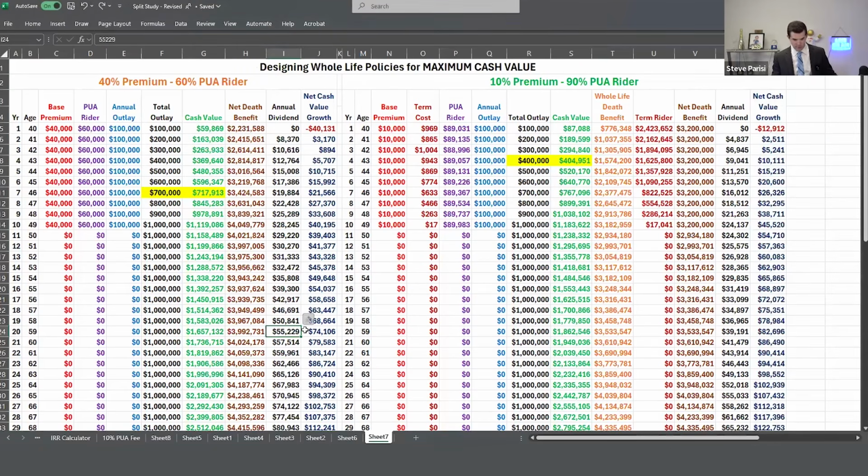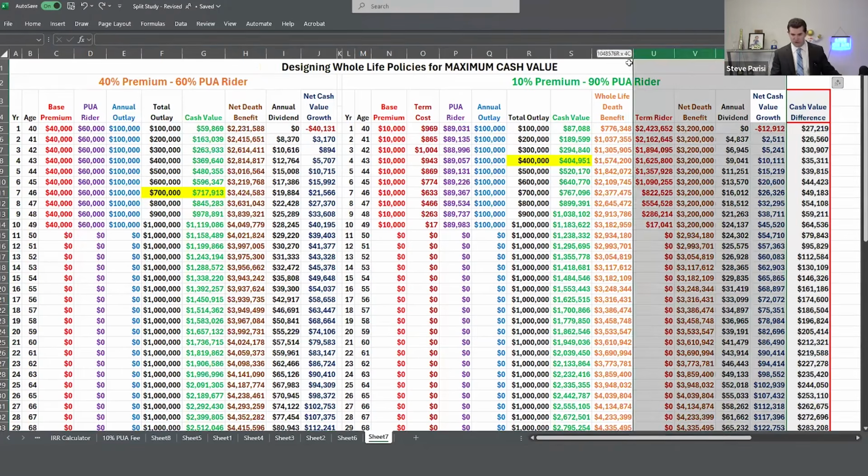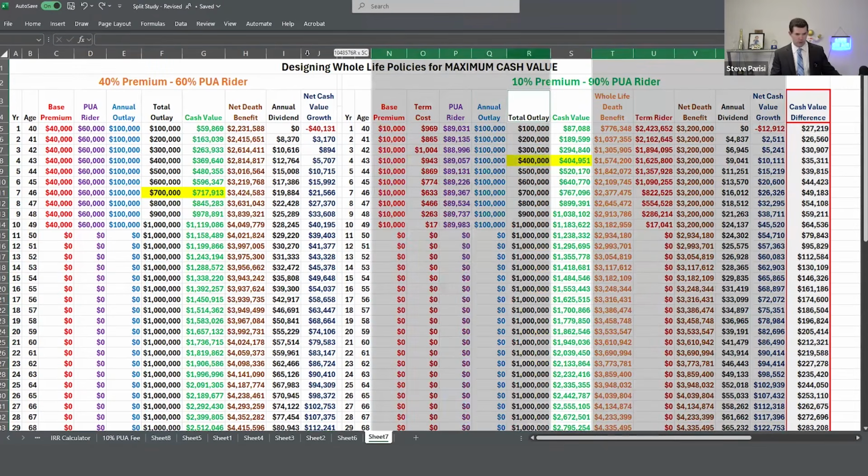Look at year 20 now. Substantially more cash value growth when I compare the two side by side. And this is on a year-to-year basis. So what I'm going to do here is just make everything else light.